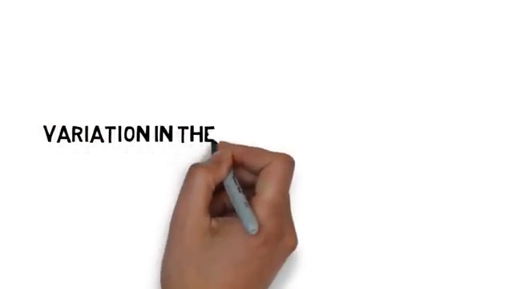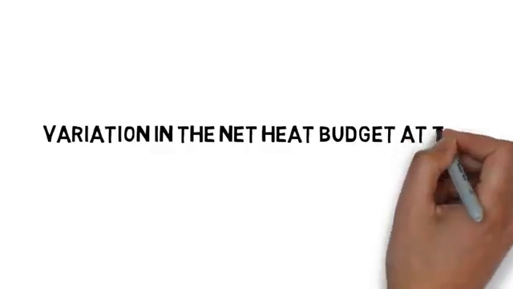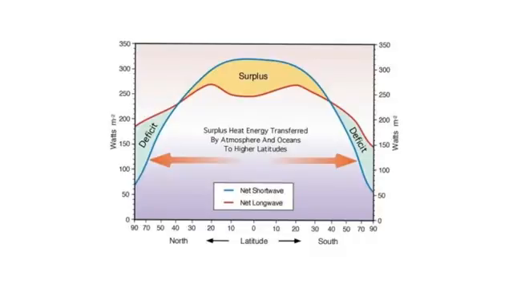Now, variation in the net heat budget at the Earth's surface. Although the Earth and its atmosphere as a whole have a radiation balance or heat balance, there are latitudinal variations in the heat budget. Lower latitudes receive more energy than the higher latitudes, so there is a surplus in the lower latitudes while a deficit in the higher latitudes. But this imbalance is maintained by transfer of heat from the tropical to the polar areas, and this surplus energy is then distributed to energy-deficit high latitude areas.